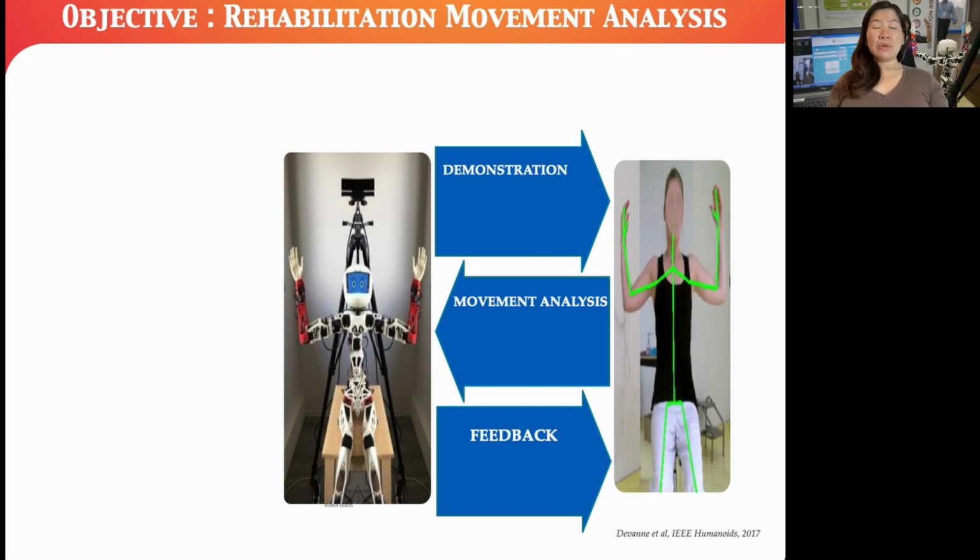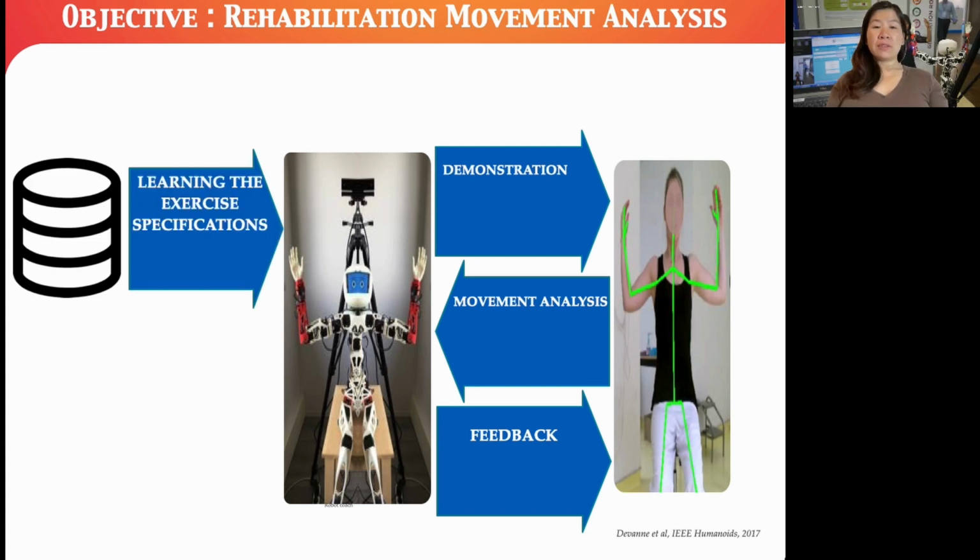In this article, what we propose is a dataset of human movements so that the robot can learn the exercise specifications from that dataset. Our goal is to have a movement analysis both by body part and temporal segments so that the feedback is useful enough to improve the movement of patients.